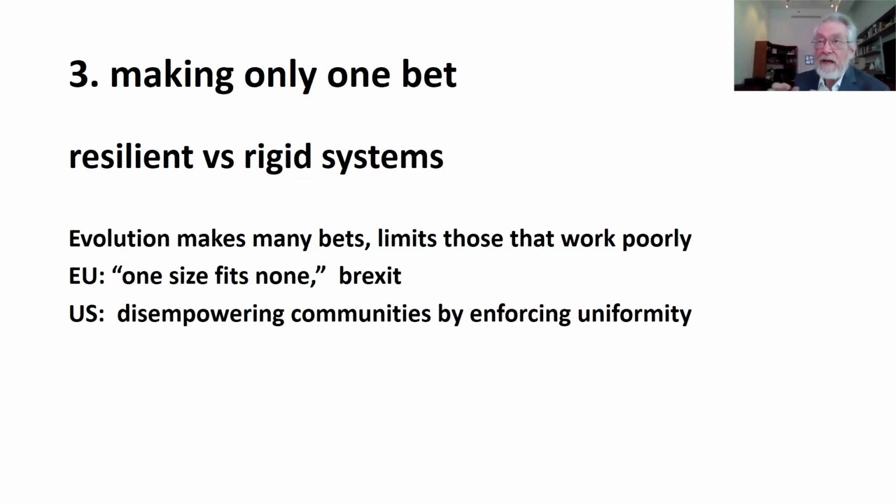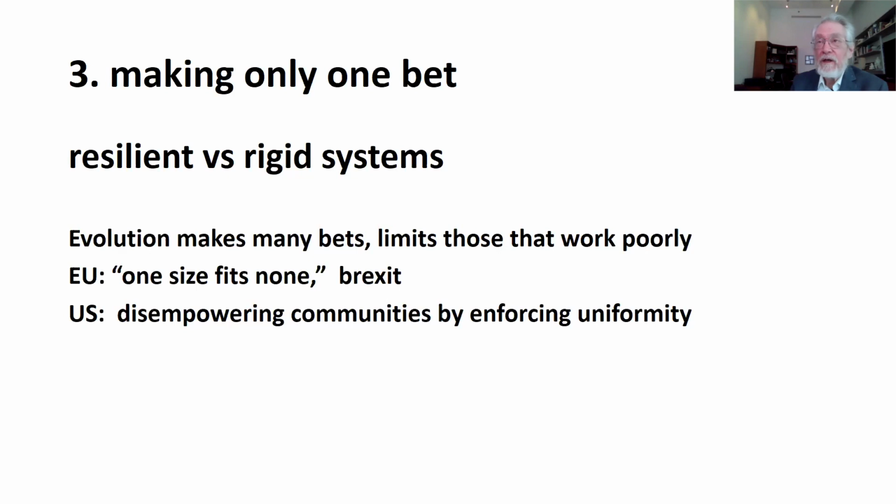If you spread your bets, you may lose, but you're not going to have a completely destroyed portfolio. Evolution, for instance, makes many bets and uses feedback loops to limit or remove the bets that work poorly. This is speciation, right?